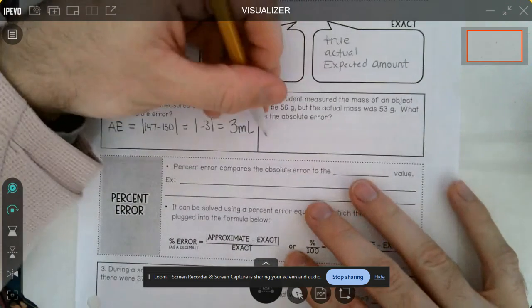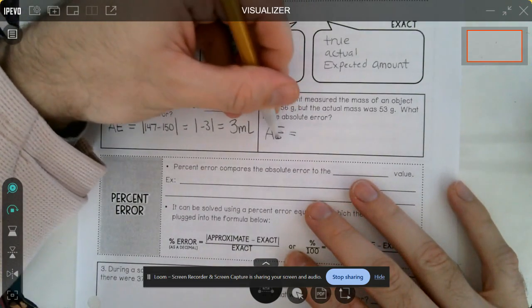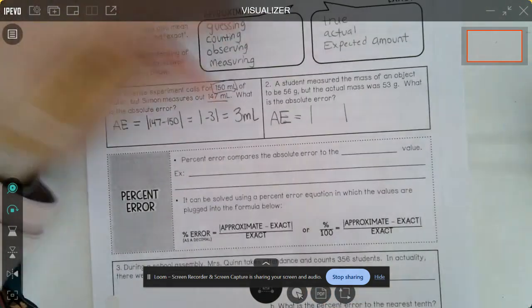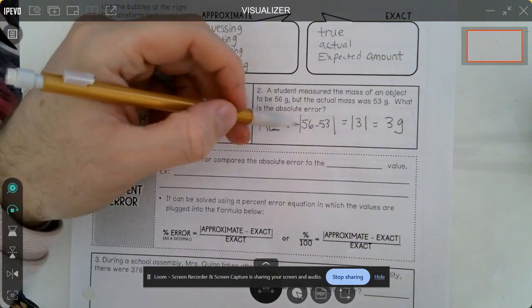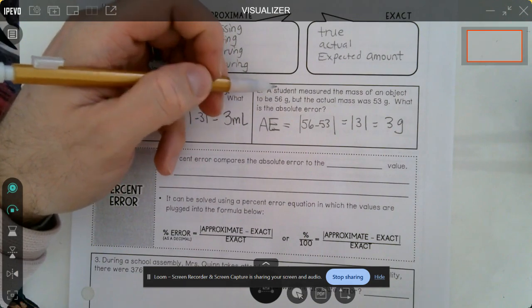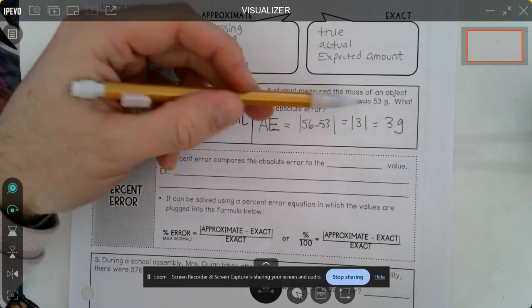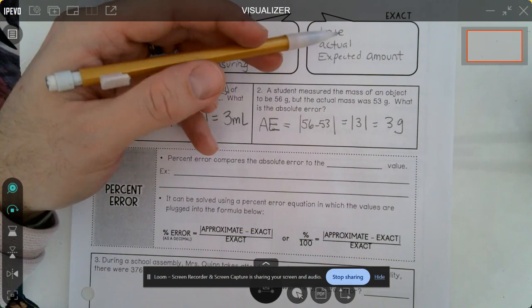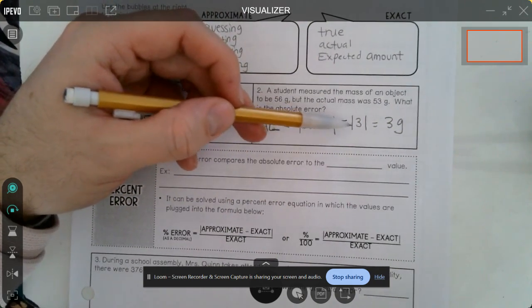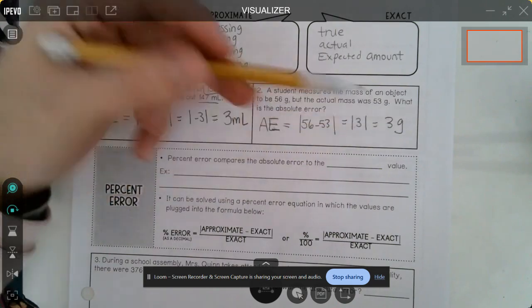All right, number two, I want you to solve for AE. So find my absolute error in number 2, and then check with me when you're done. All right, number 2, so 56 was the approximate value, or what the student measured it to be, but the actual mass was 53 grams. So they're a little bit off from the true measurement. So the absolute error ends up being 3 grams.